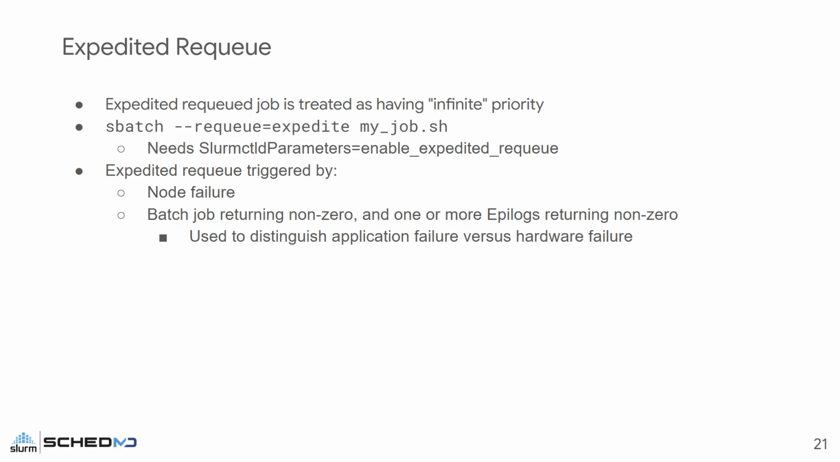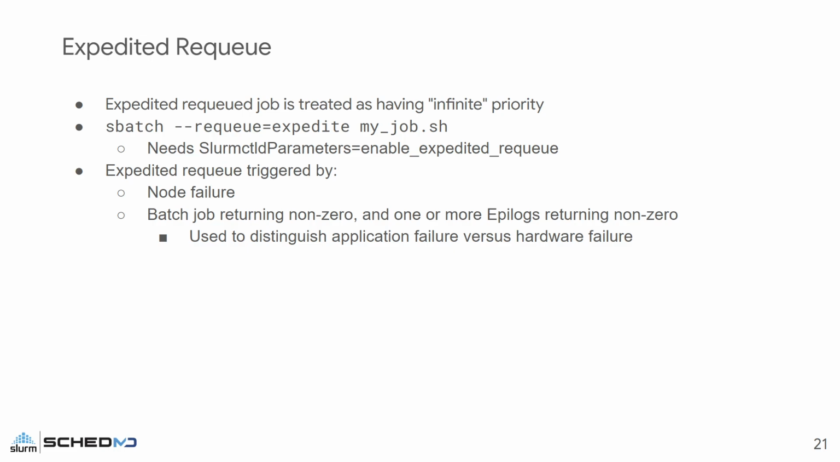This expedited requeue mode then is triggered either by failure of one of the nodes associated with the job, or by the batch script for the job returning a non-zero exit code, and then one or more of the epilogues associated with the job also returning non-zero and taking the node offline. The idea here is for the application to say, I did not complete successfully, and then defer to the epilogue as a way to catch potentially unhealthy hardware.